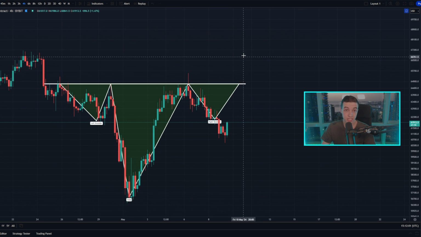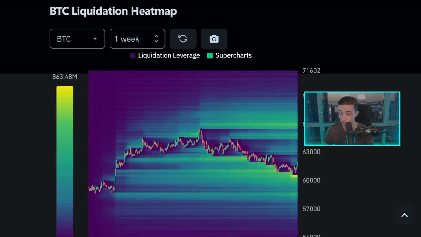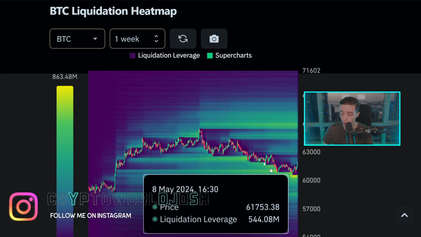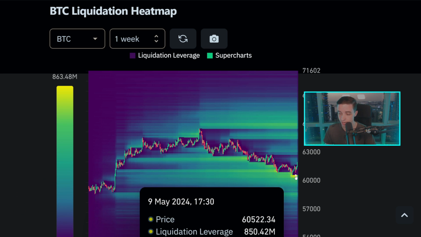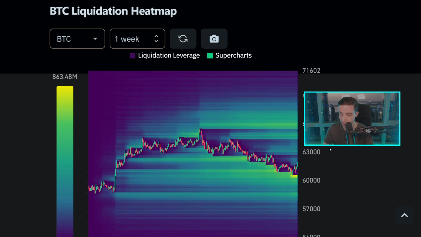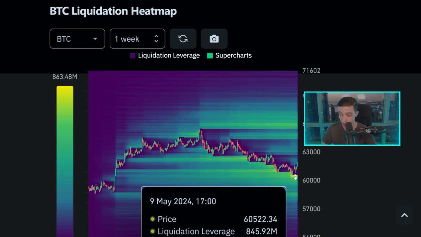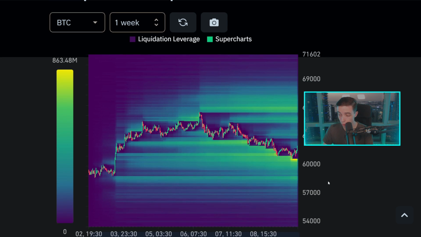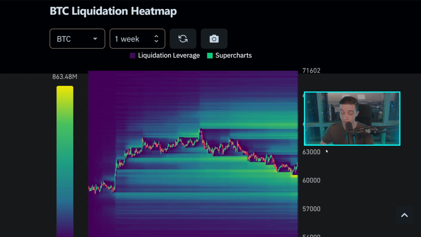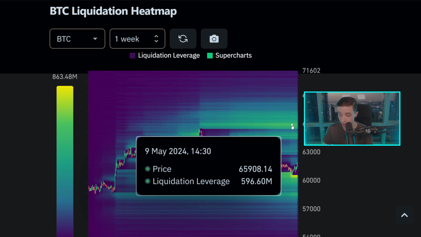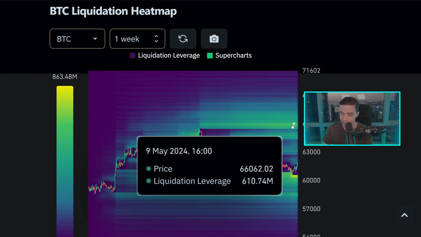And if we're taking a quick look at the Bitcoin liquidation heat map, obviously over the last one day, we can see the price of Bitcoin took out more downside liquidity, and we still have some liquidity to the downside at around 60.5K. And other than that downside liquidity, we do have a little bit more liquidity to the downside at around 58,500 approximately. And other than that, we do have upside liquidity at around 66,000.